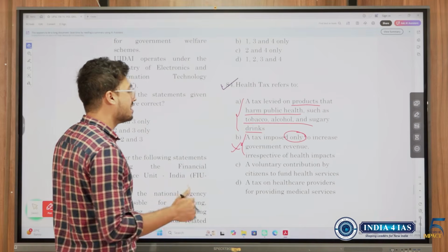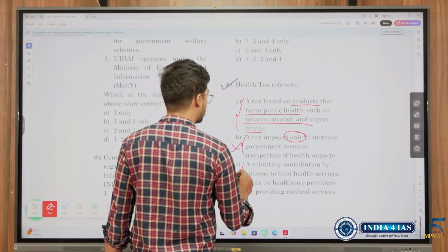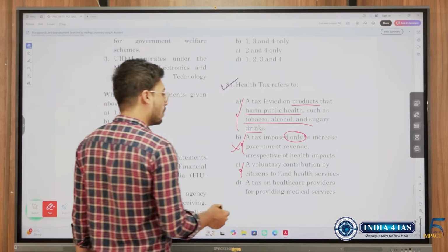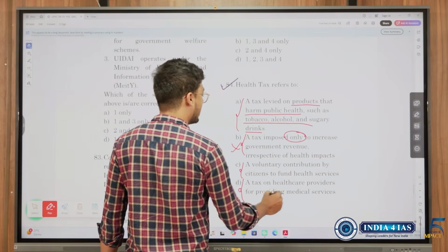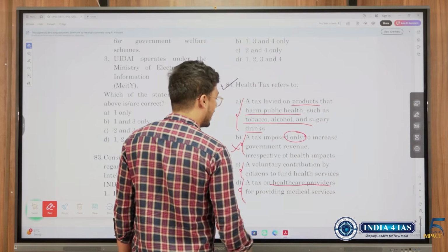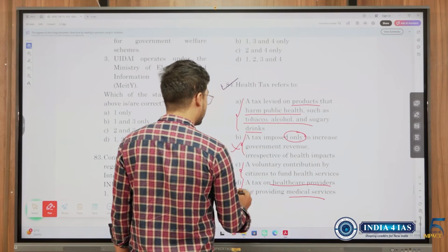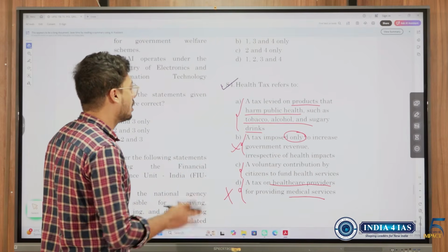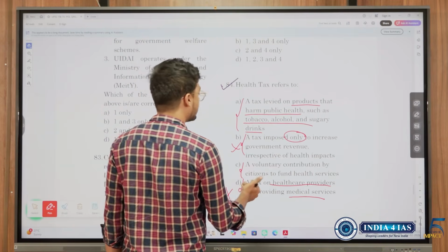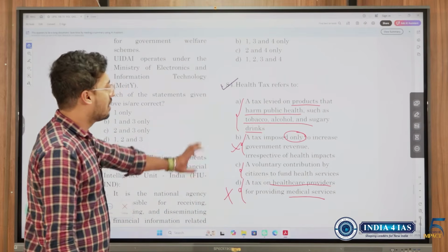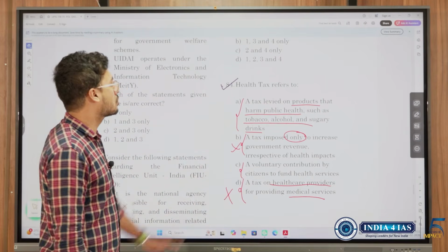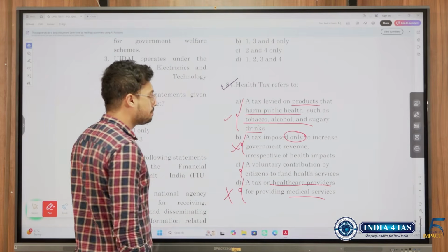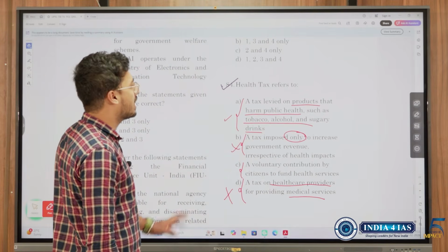Voluntary contribution by citizens to fund health services. Okay. A tax on healthcare providers for providing medical services. See, healthcare providers are providing services, and if you put an extra tax, it will provide a disincentive to provide services. So this is wrong. So health tax, we keep hearing about this thing. If we have to choose between A and C, we would have taken A to be correct. So simple, this is what health tax is.